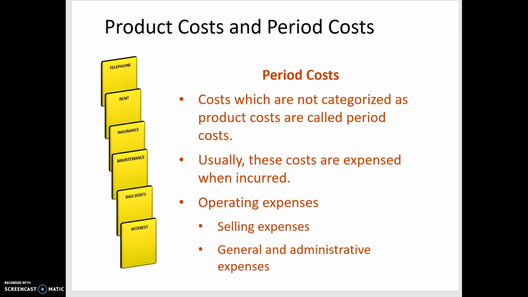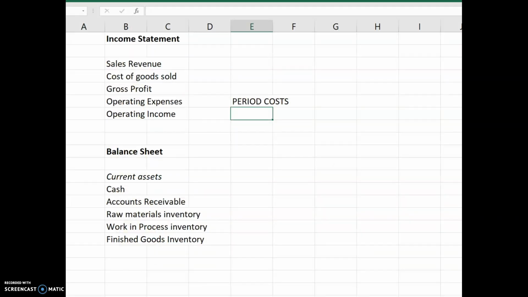Then we have period costs. So these are the costs that are not manufacturing. They don't have to do with the plant. So these were the things that we called operating expenses back in financial accounting when we were talking about merchandisers. So our selling expenses and general and administrative expenses.